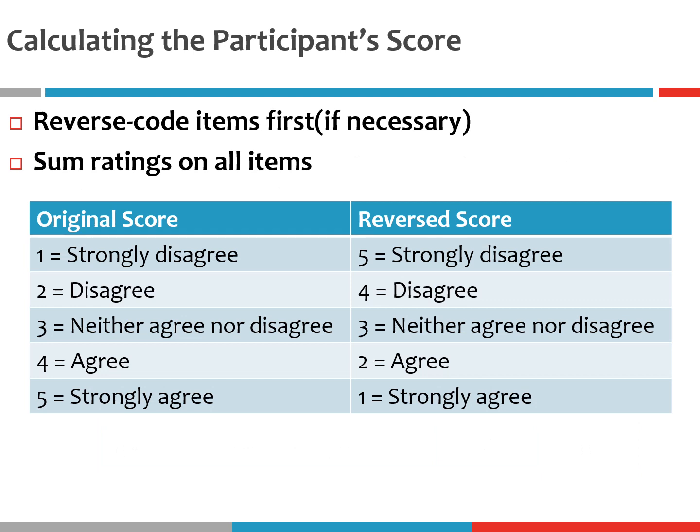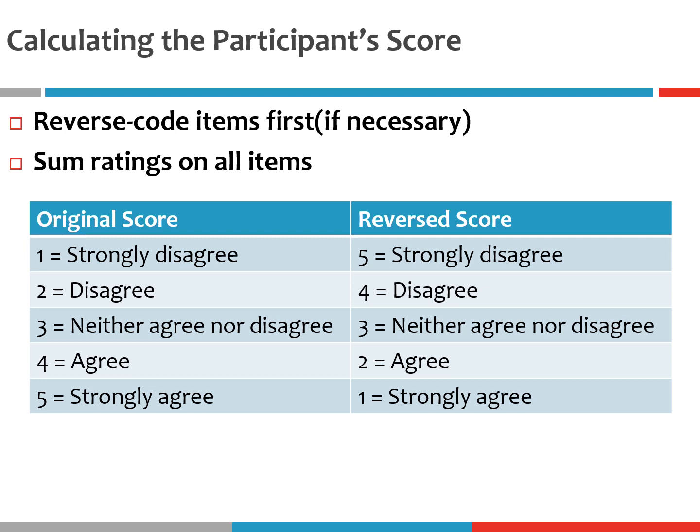Now, if you're calculating a participant score on your scale, remember that if you use reverse worded items, like I showed you with the Rosenberg Self-Esteem Scale a couple slides back, you need to reverse score it. So if the original score is 1, strongly disagree, when you reverse it, it's going to be 5. If the original score is 2, it's going to be reversed as 4. 3 obviously stays the same. 4 becomes 2, and 5 becomes 1. And that's how you reverse score scales.